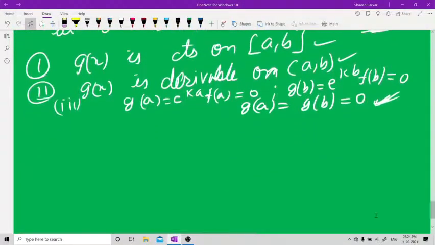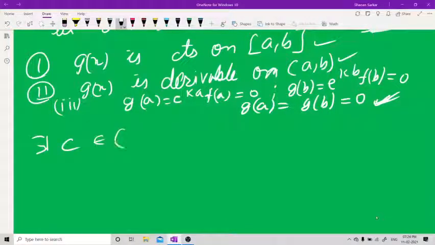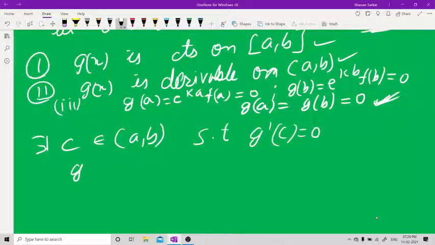Therefore, there exists a c between a and b such that g'(c) is equal to 0. What is g(x)? g(x) is e to the power of kx f(x). Take the derivative.